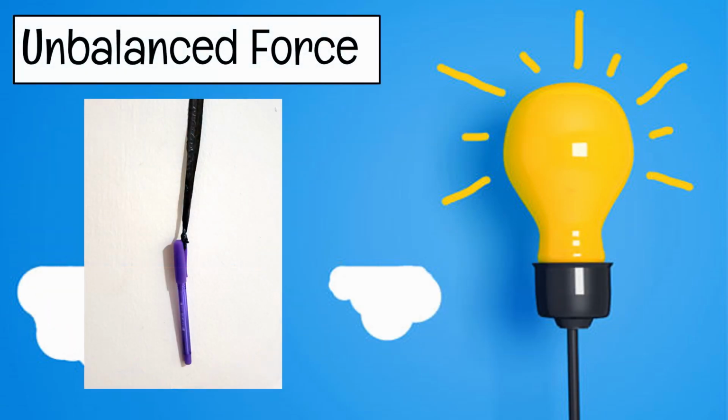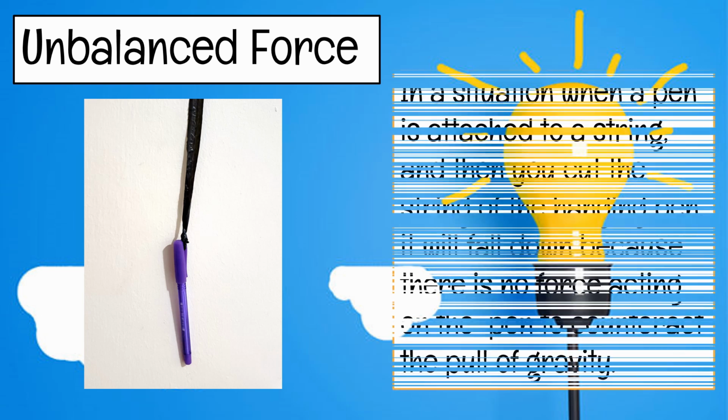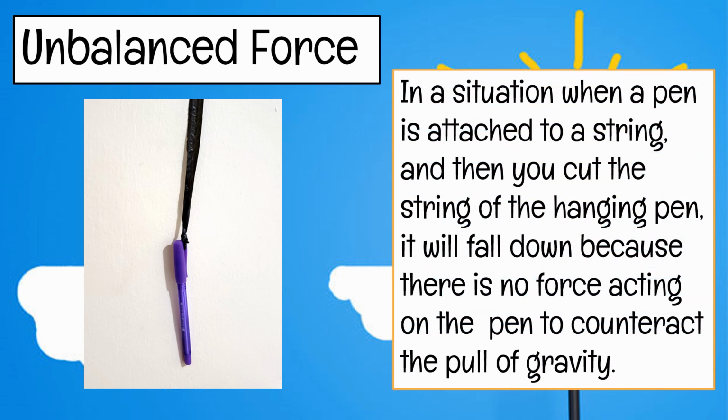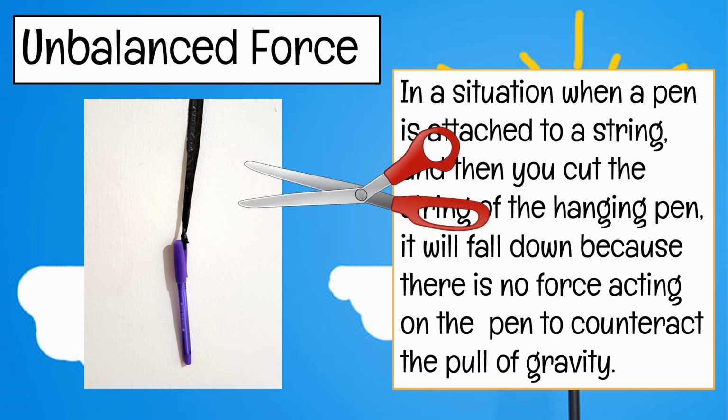Now let's proceed with the unbalanced force. In a situation when a pen is attached to a string and then you cut the string on the hanging pen, it will fall down because there is no force acting on the pen to counteract the pull of gravity. So, yung example natin kanina, we have yung ballpen na nakatali. So, yung ballpen at yung tali ay hindi gumagalaw because they counteract the forces that is happening on both objects. So, ngayon, ang gagawin natin, gugupitin natin yung tali. So, what will happen to the pen?